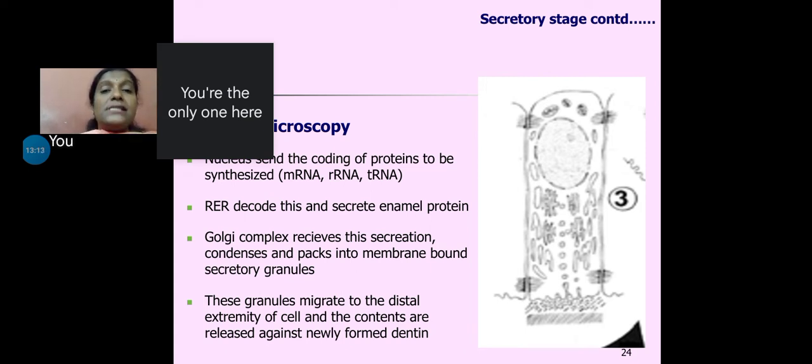The nucleus communicates with the cell about what has to be formed through its RNA material: mRNA, messenger RNA, rRNA, ribosomal RNA, and tRNA, transfer RNA. The rough endoplasmic reticulum decodes these transcriptions received through the RNA and produces the sequence of amino acids that has been asked for. A sequence of amino acids is nothing but the protein. So the designated protein is going to be produced.